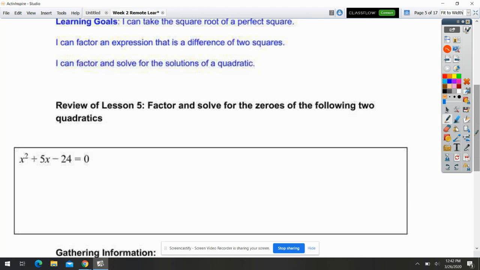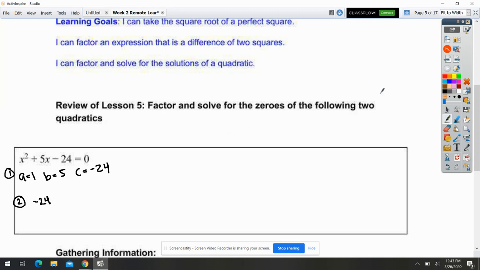So I'm going to use the steps in my head, but you should have the steps written down from the last lesson on how to factor using the product and sum. So your first step, we're just going to review this together, is to write down your A, B, and C values. So our A is 1, our B is positive 5, and our C value is negative 24. So that's step 1. The next step is you need to list your factors of C.